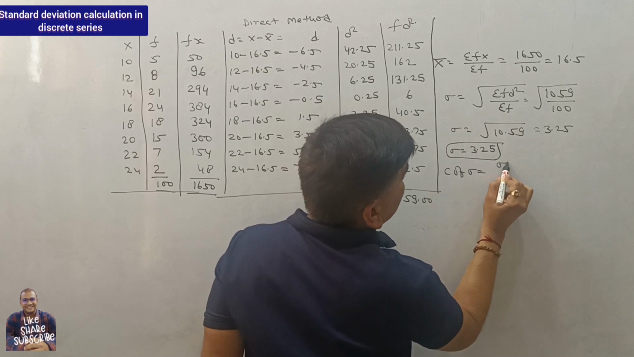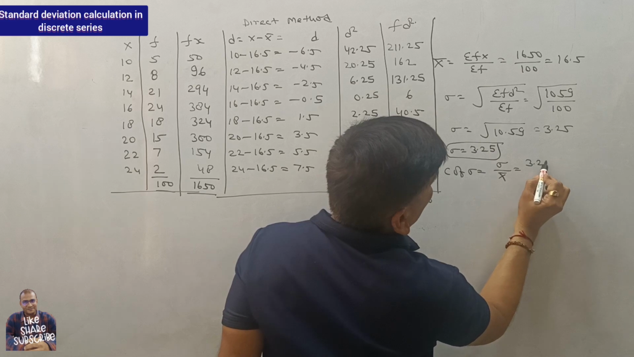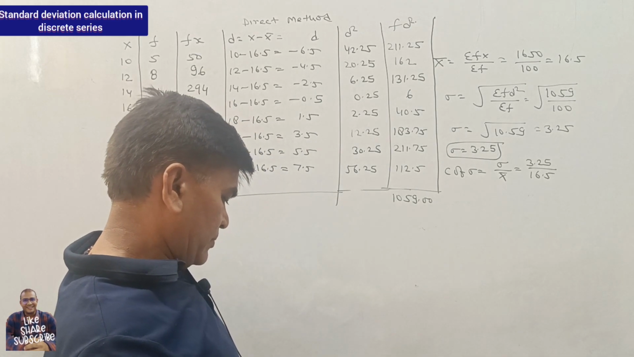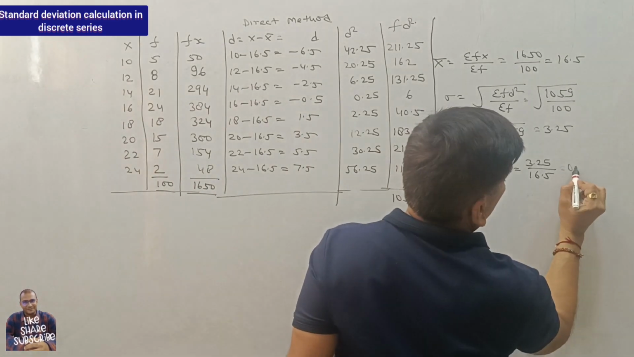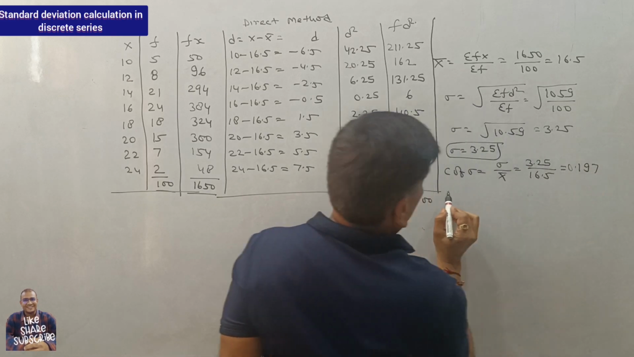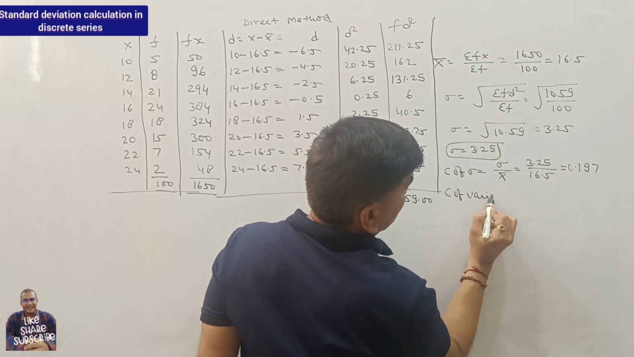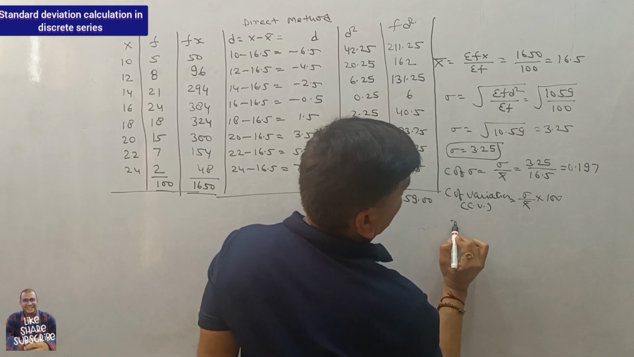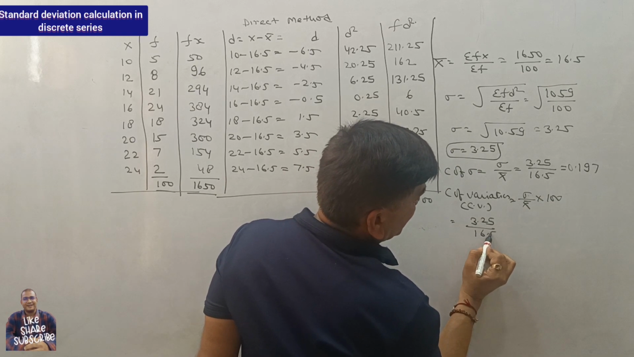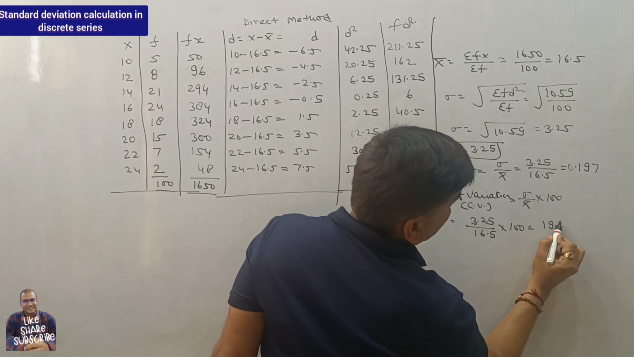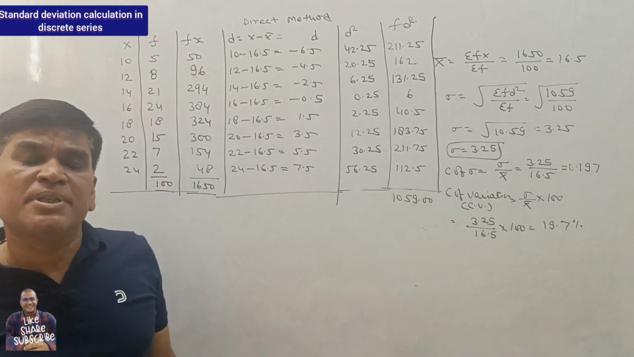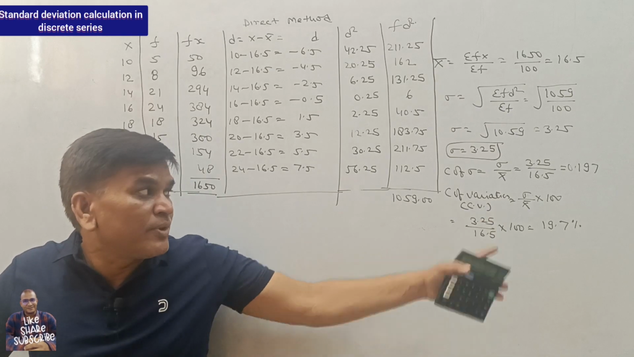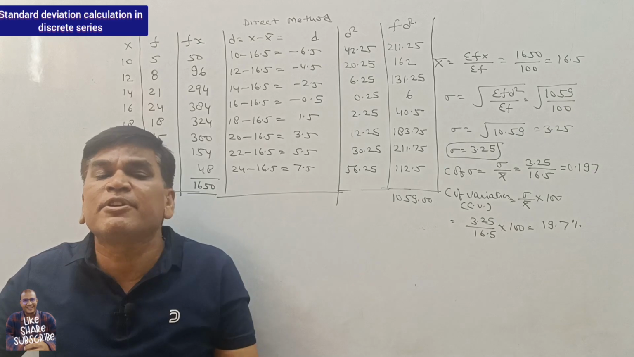Coefficient of standard deviation is standard deviation divided by x bar: 3.25 divided by 16.5 is 0.197. Coefficient of variation, CV, is standard deviation divided by x bar multiplied by 100: 3.25 divided by 16.5 multiplied by 100 is 19.7%. If two series are given and the question asks where the variation is high, the series where this value is higher has more variation.